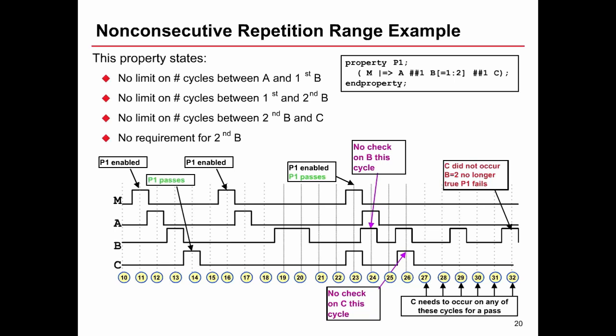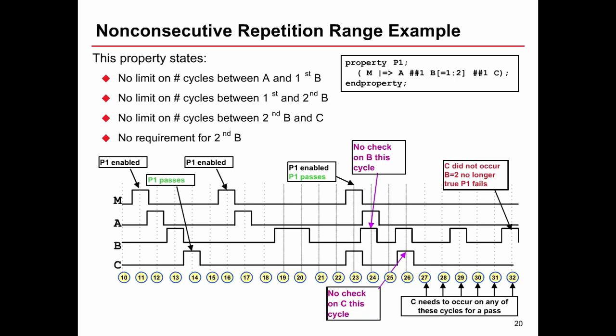At cycle 26 we have an occurrence of B, and again at that same cycle, number 26, C occurs, but that C has no effect on that property passing or failing. We're not checking for C on that cycle. C could occur on any cycle from 27 to 31 in order to make the property pass. It just so happens that B occurs on 29. Now notice that this property fails here. The property fails at cycle 32, and the reason for this is because we have not observed C occurring.